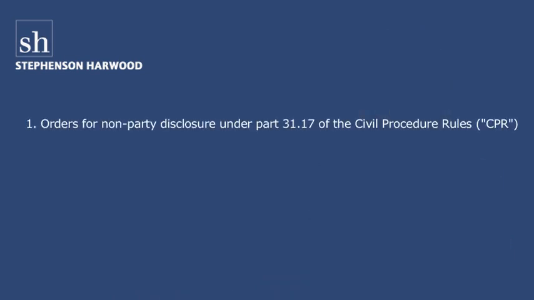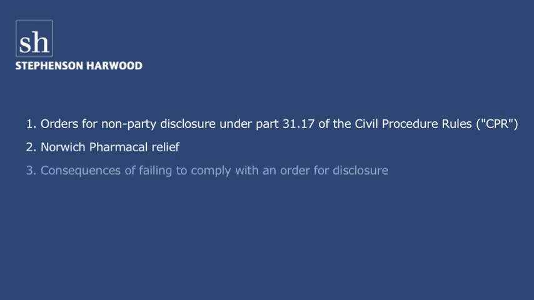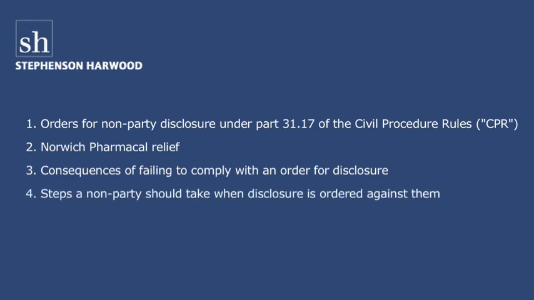Hello. This segment focuses on 2 of the remedies which are available to a person who has been wronged to obtain information from a person who is not or is unlikely to become a party to the litigation. We will discuss firstly orders for non-party disclosure under Part 31.17 of the Civil Procedure Rules, also known as the CPR, and secondly, Norwich Pharmacal relief. We will also discuss the consequences of failing to comply with an order for disclosure and the steps a non-party should take when disclosure is ordered against them.